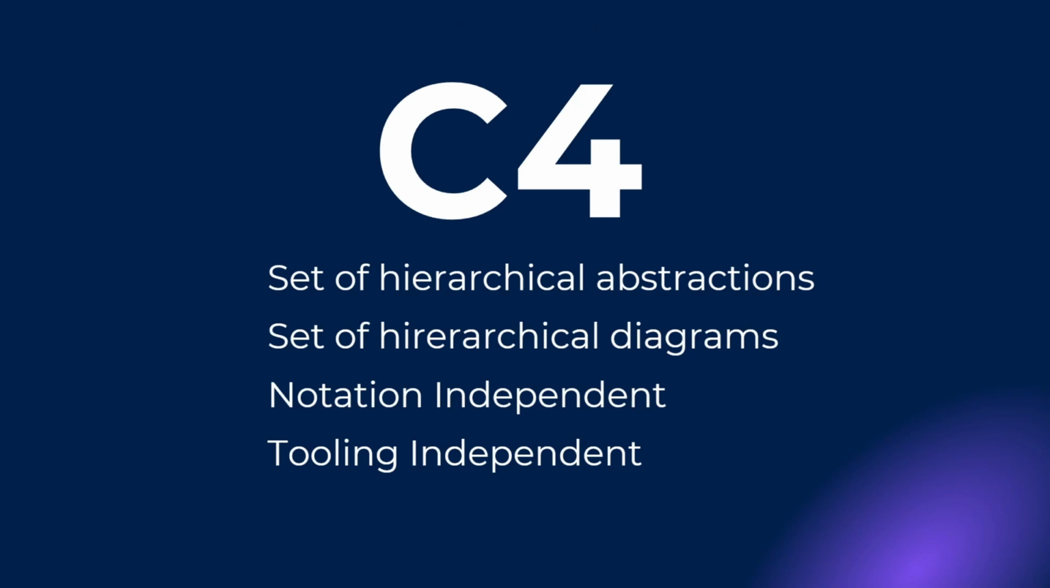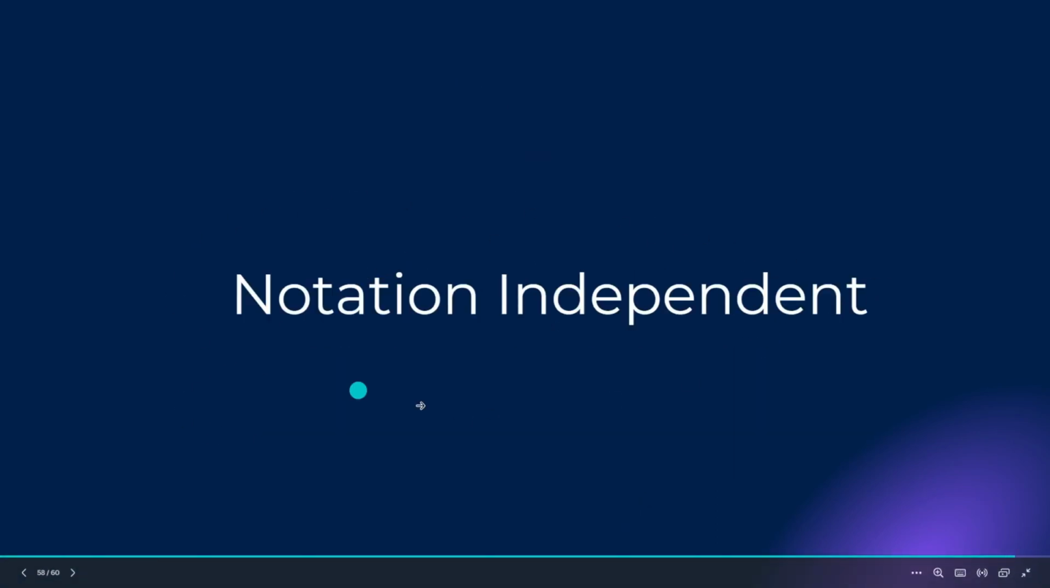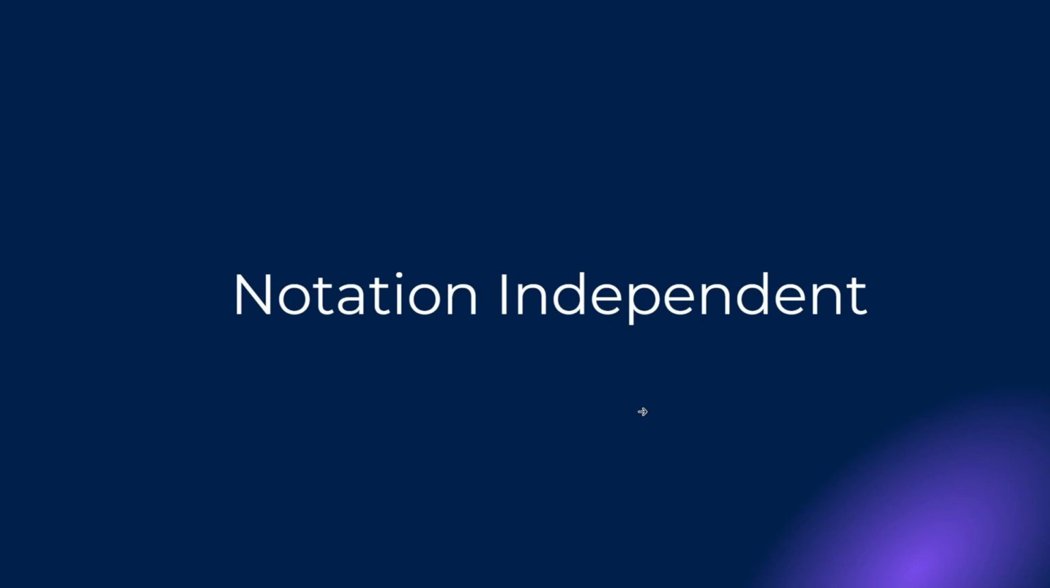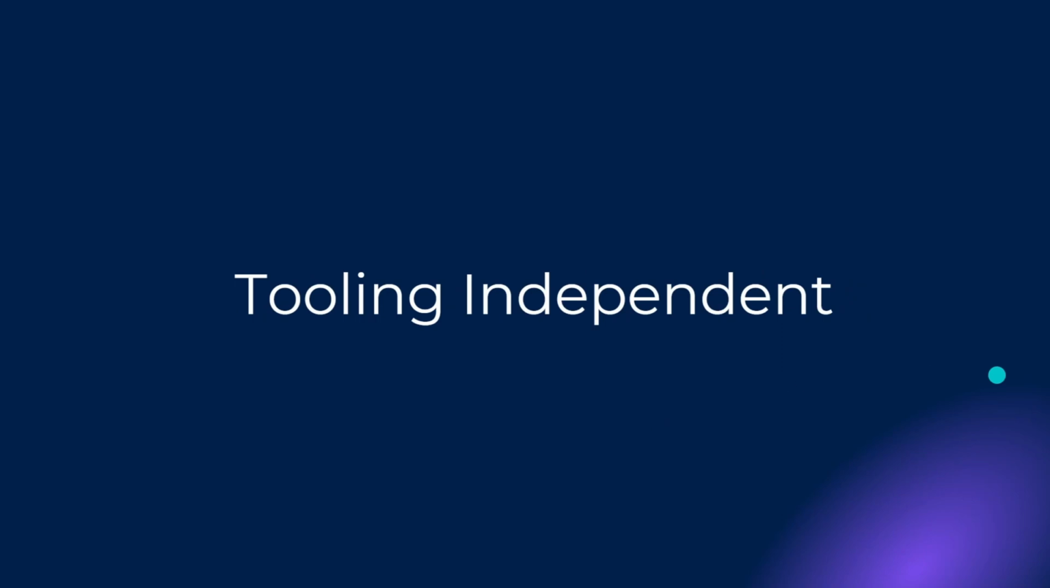So in essence, the C4 model is a set of hierarchical abstractions like software systems, containers, components, code, to a set of hierarchical diagrams, which are system context diagrams, containers, components, and code. C4 model is also notation independent and tooling independent. While we have looked at the first two points, we need to quickly go over the last two points. Let's talk about notation independence. This basically means that you don't have to define or describe the elements in a particular way. You have creative freedom over that. And tooling independence means you can create these diagrams in any software that you like. You don't have to use a specific tool for this. This again gives you more creative freedom.